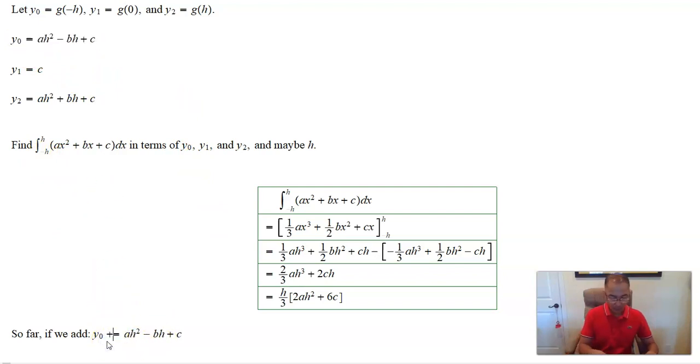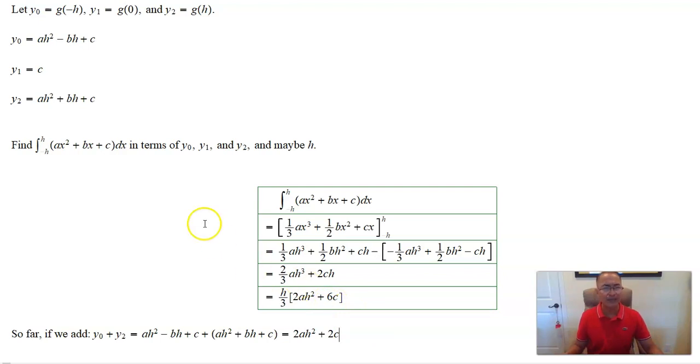I will add y2. Then I will have, let me put parentheses, just so you can see that I have y2 over here. Then the BHs will cancel out, and we will have 2 of the AHs, which is what I need, AH squares, but I will only have 2 of the C's, so plus 2C. All right, so I still owe 4 C's.